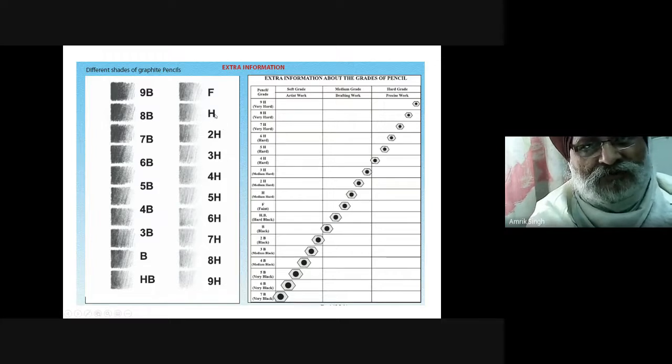Like suppose we have to draw the hidden line, so we will be using the H grade. Suppose we have to draw the center line, then we have to use 2H grade. ऐसा नहीं कि HB ग्रेड से आपने सेंटर लाइन ड्रॉ कर दी। तो अगर ऐसा करेंगे तो उसके नंबर कट जाएंगे. ठीक है.